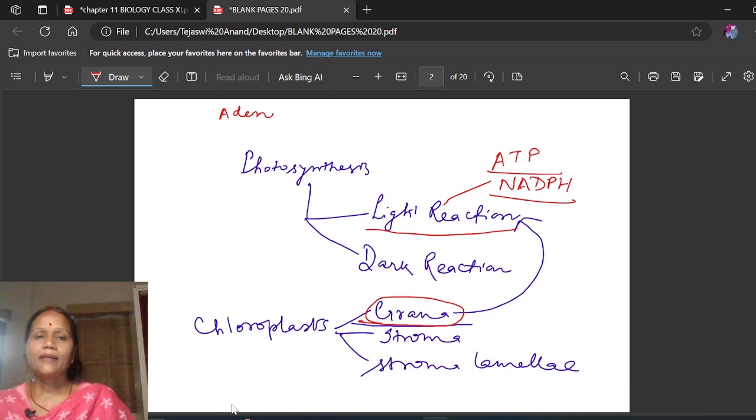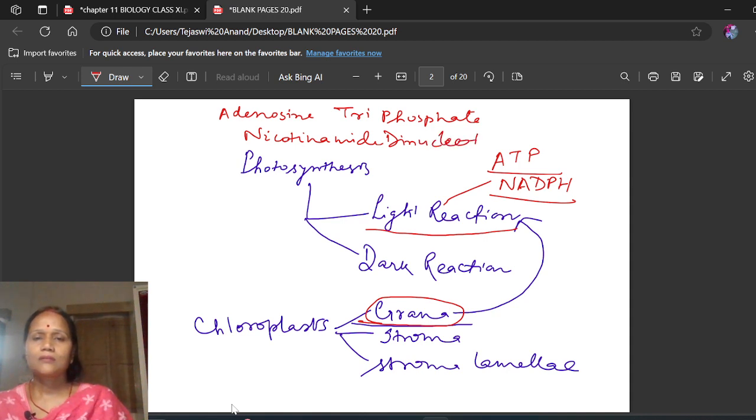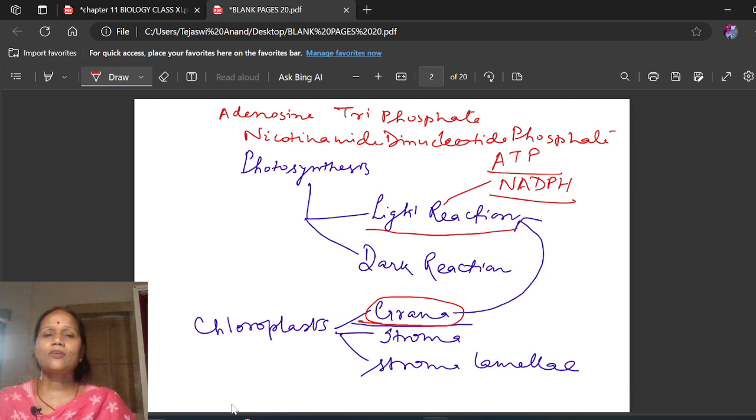ATP, adenosine triphosphate, and NADP is nicotinamide adenine dinucleotide phosphate. Adenosine triphosphate and nicotinamide adenine dinucleotide phosphate. So during the light reaction, these two important products are formed.